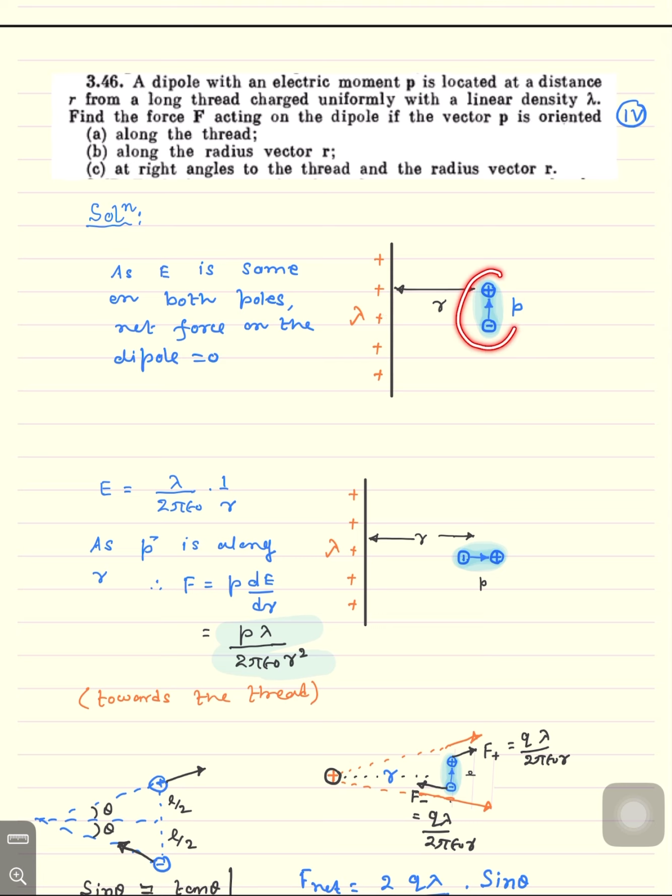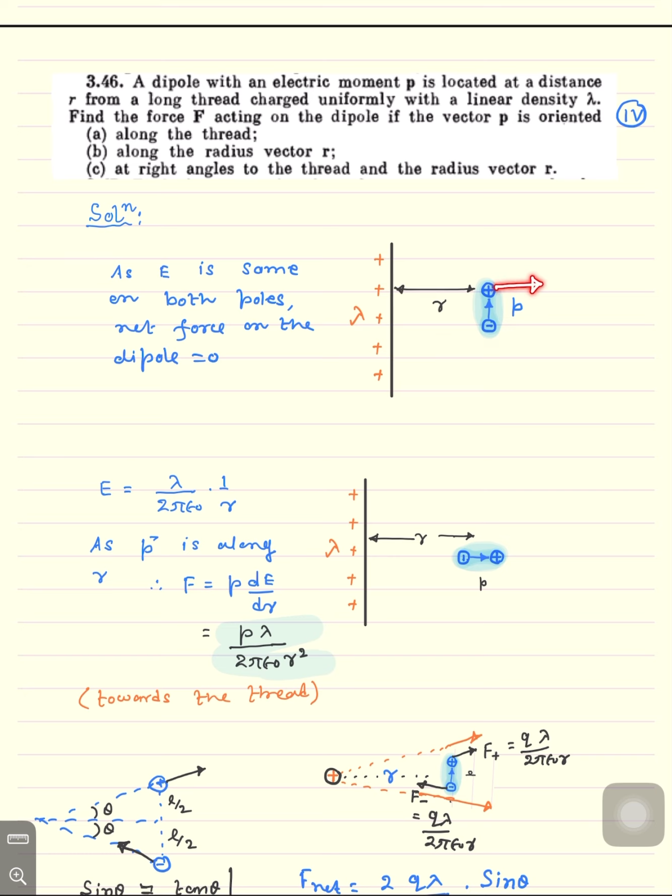In this case, the force is very easy to find, and the answer is 0 because the dipole has two charges, and on each charge we will have the same electric field. Due to a long thread, we know that the field is lambda upon 2 pi epsilon naught r along this radius. So both are experiencing basically a uniform field, and in a uniform field a dipole experiences 0 force, which can be easily realized.